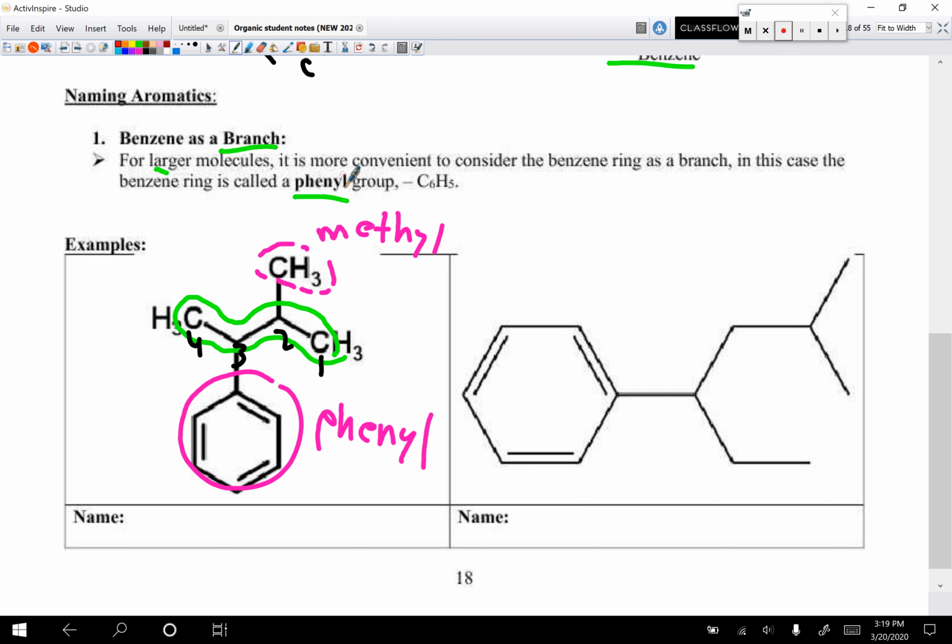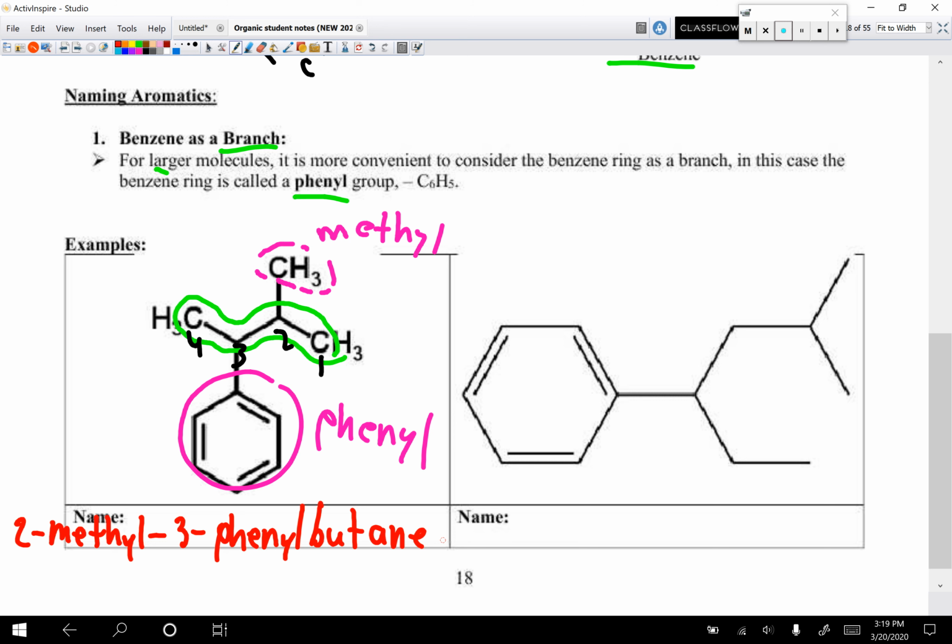So in this case right here, we'll have our 2-methyl, 3-phenyl, and this right here, butane.